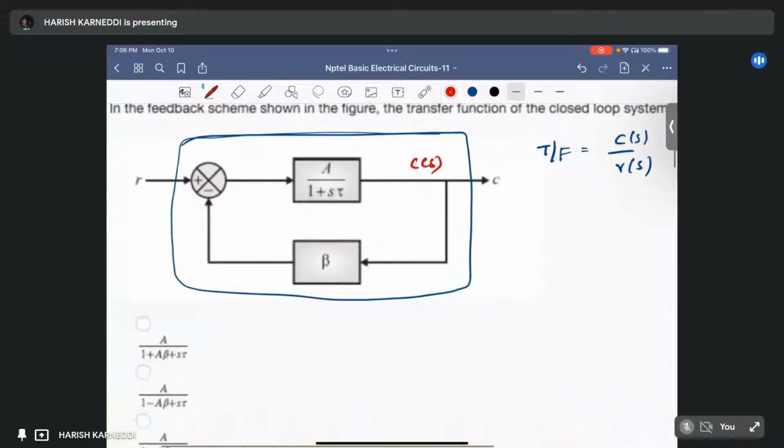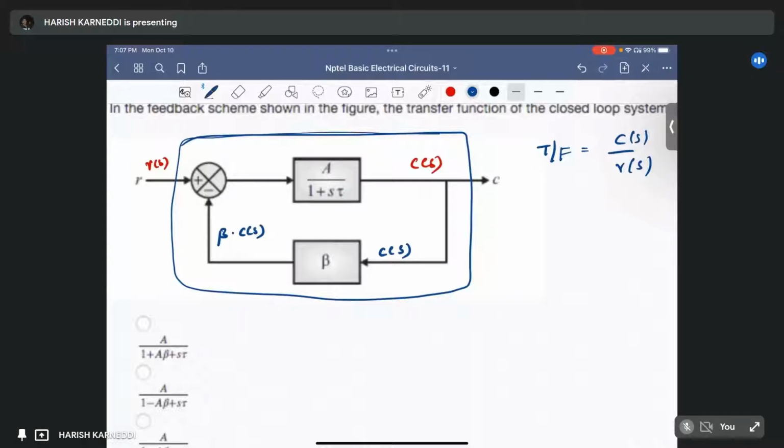What about that R of S? R of S is at this point. It means at this point this R of S is coming, and from this also it is coming. The input to this particular block is C of S, so we can write C of S. The output of this point is, it is just a gain block, so we can simply multiply. It is beta into C of S.